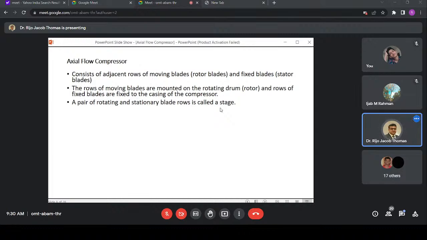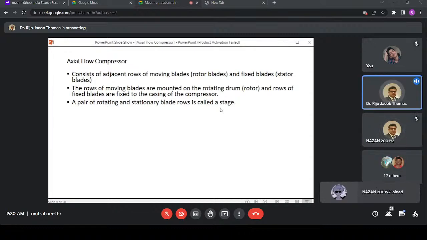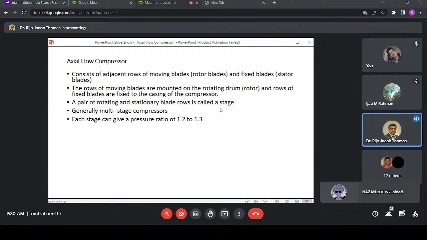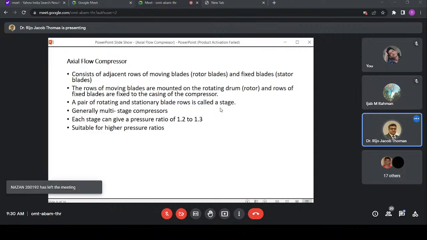There is no cooling like the earlier multi-stage compressors that we have seen. These are rows, or sets, of rotor and stator attached one by one, and each one is called a stage. Generally it can go up to 1.2 to 1.3 per stage, so you can have 8 stages and high pressures. So it is suitable for high pressure ratio.